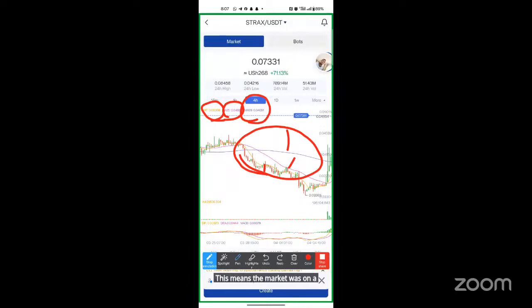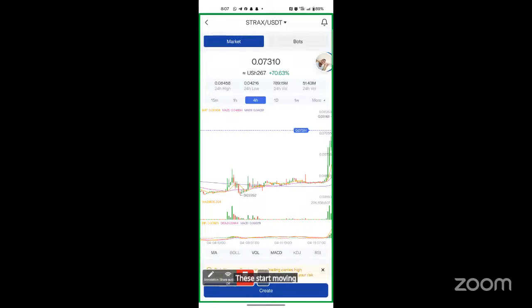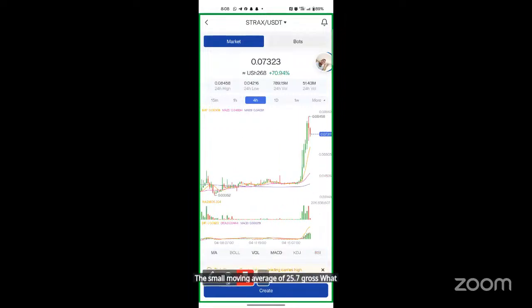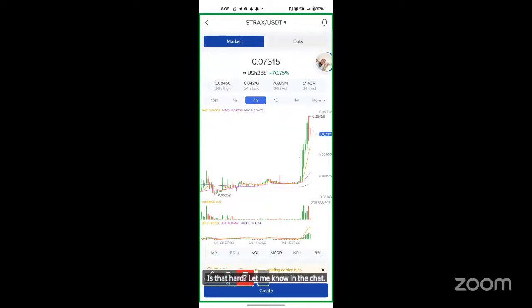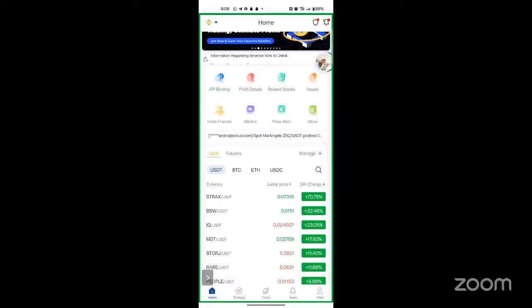Good. Thank you. Now, these start moving and then they meet together. The small moving averages of 25 and 7 cross. What happened next? What happened after they met? Is that hard? Let me know in the chat. So, you see, let me show you.